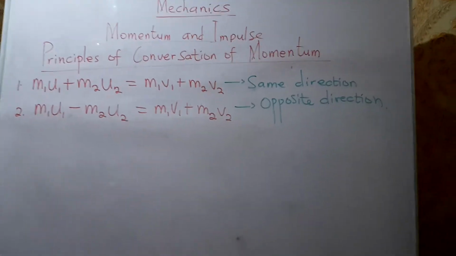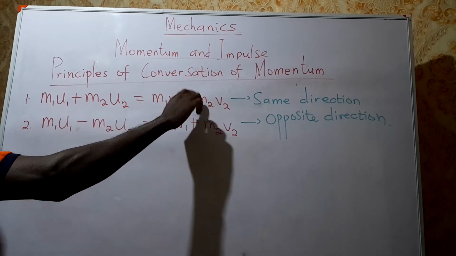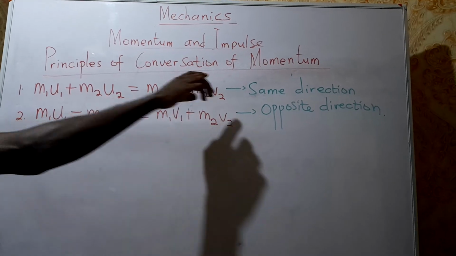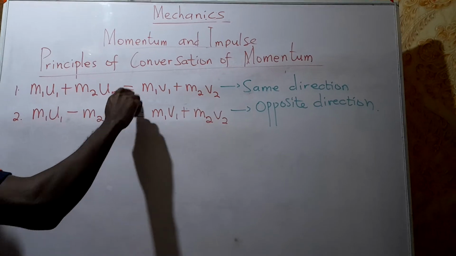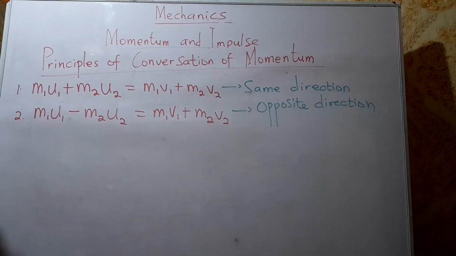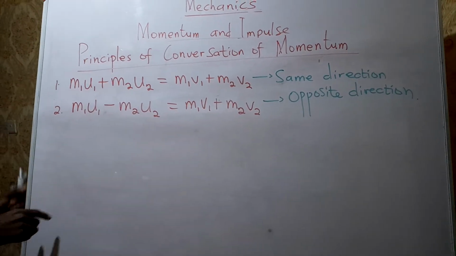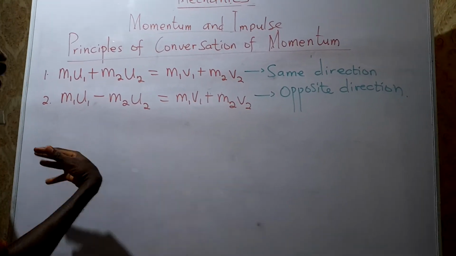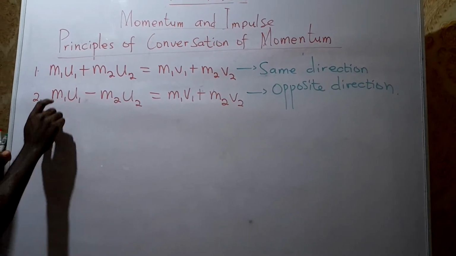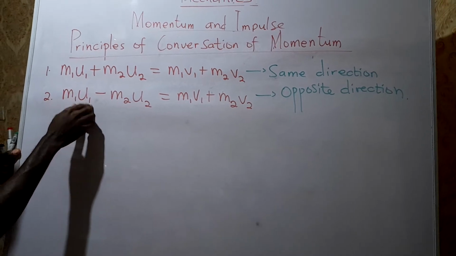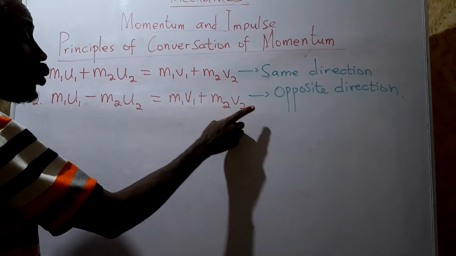So we're able to discover two equations. The total momentum before collision is equal to the total momentum after collision when the cars are moving in the same direction. So we say m1u1 plus m2u2 is equal to m1v1 plus m2v2. Remember, if the cars are moving in opposite directions before collision, then we negate one of the velocities. It can be this or that. So we say m1u1 minus m2u2 is equal to m1v1 plus m2v2.